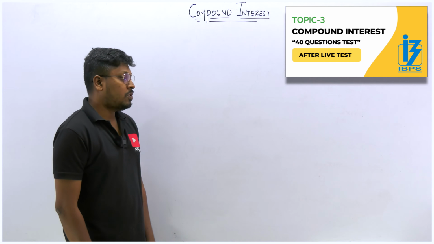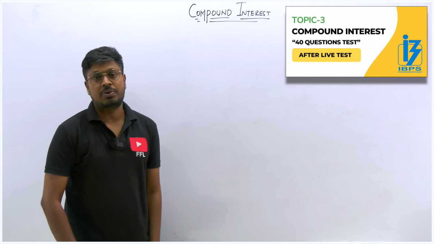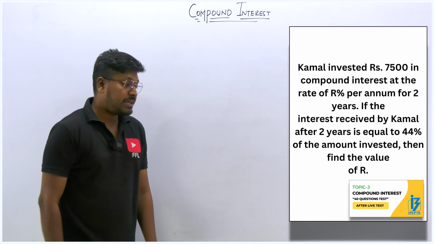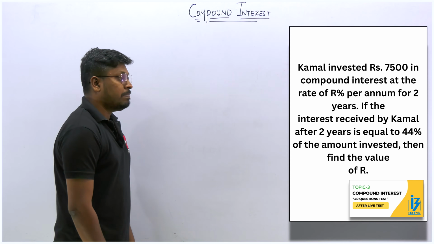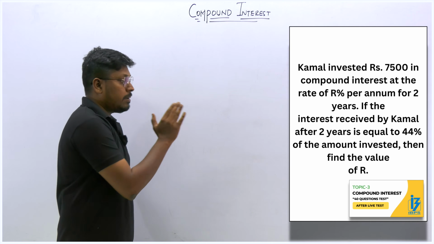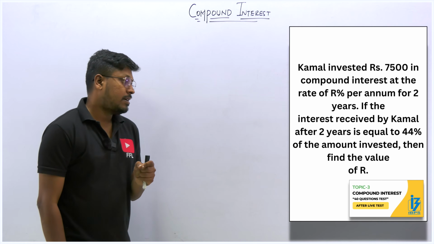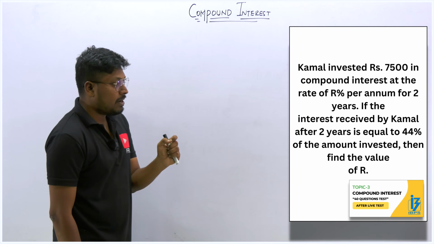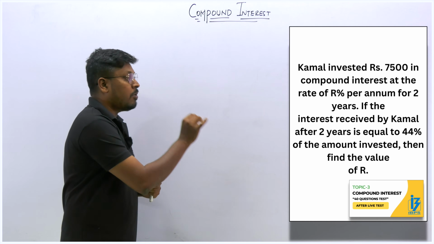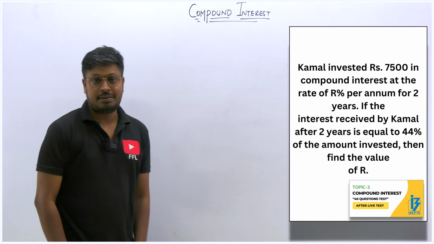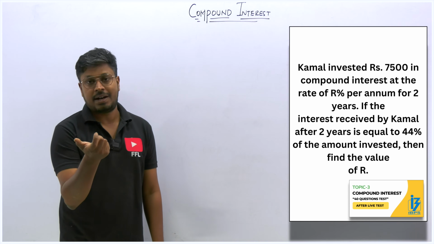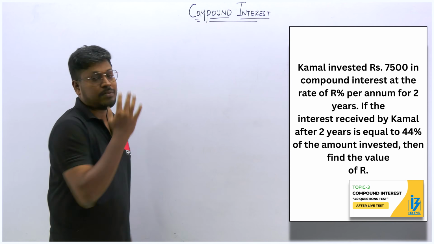So now let me move on to all the questions in the in-depth solution for topic number 3, compound interest. Here is the first question. Kamal invested rupees 7,500 in compound interest at a rate of R% per annum for 2 years. If the interest received by Kamal after 2 years is equal to 44% of the amount invested, find the value of R. So our target is to find the value of R, that means the rate of interest here.